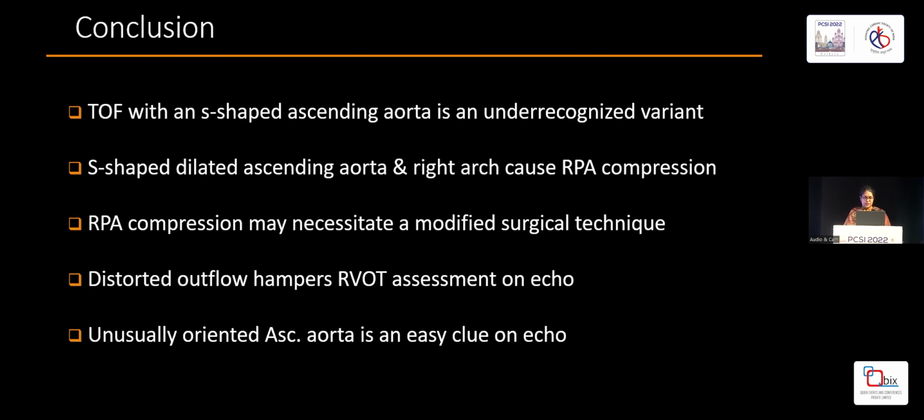I would conclude by saying that it is not an uncommon, but an under-recognized variant. An S-shaped dilated aorta is the cause in our cases, which causes significant RPA compression and needs addressing and recognition. We may also need to modify the surgical technique. An unusually oriented ascending aorta on an echo, where we are unable to see the RVOT properly, may give us a clue to this variant. Thank you.